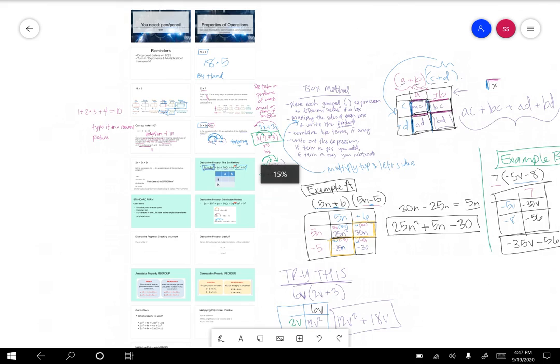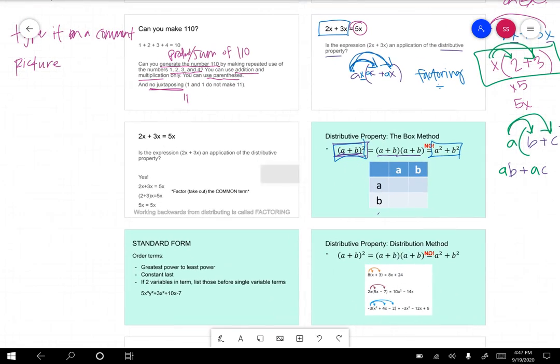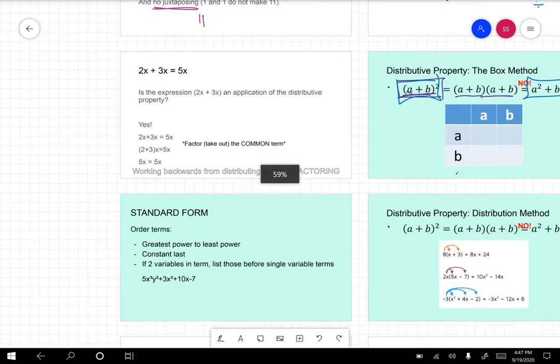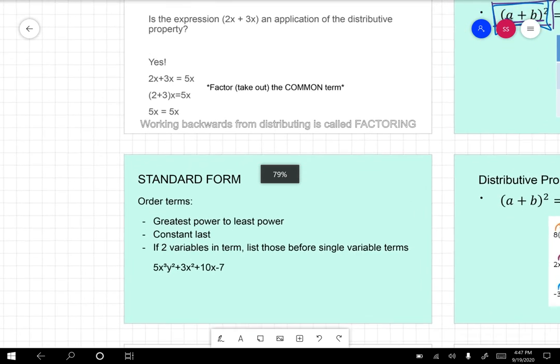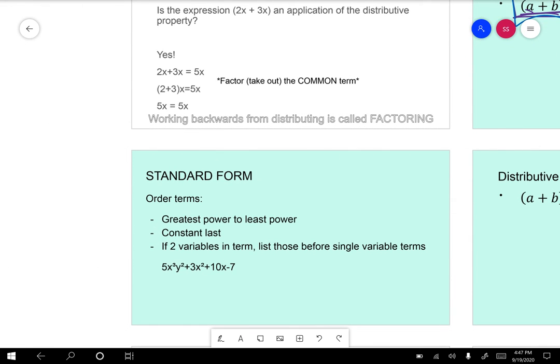Okay, let's go back here. Couple things I wanted to point out. You probably noticed that I was writing those in a certain order when we wrote out the answer. That order is called standard form. Standard form means you're ordering terms with variables from greatest power to least power. The constant will always be last.